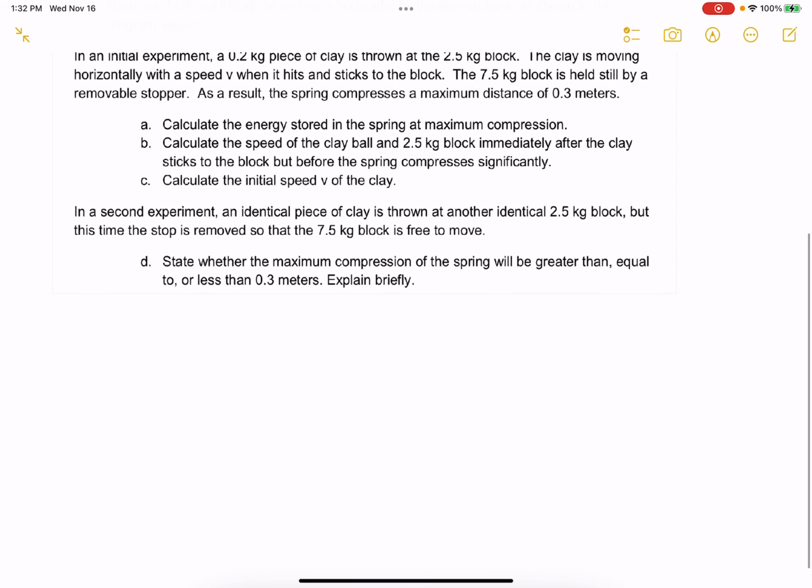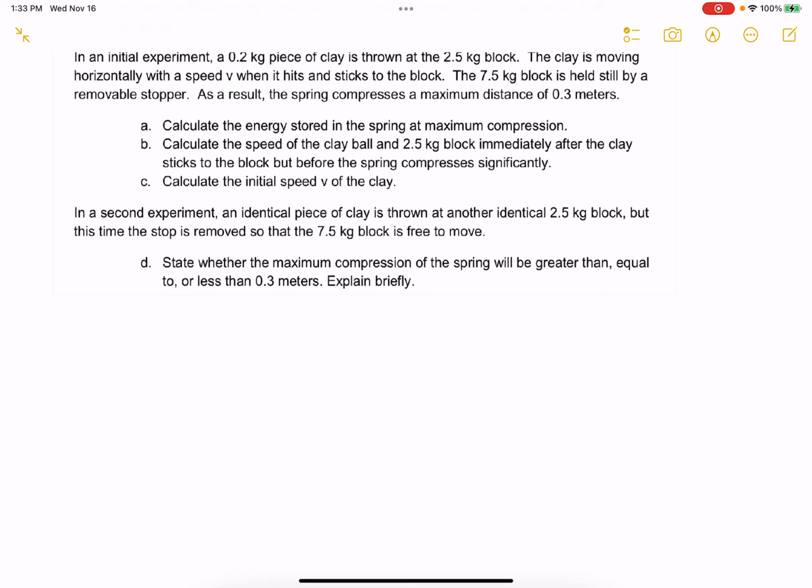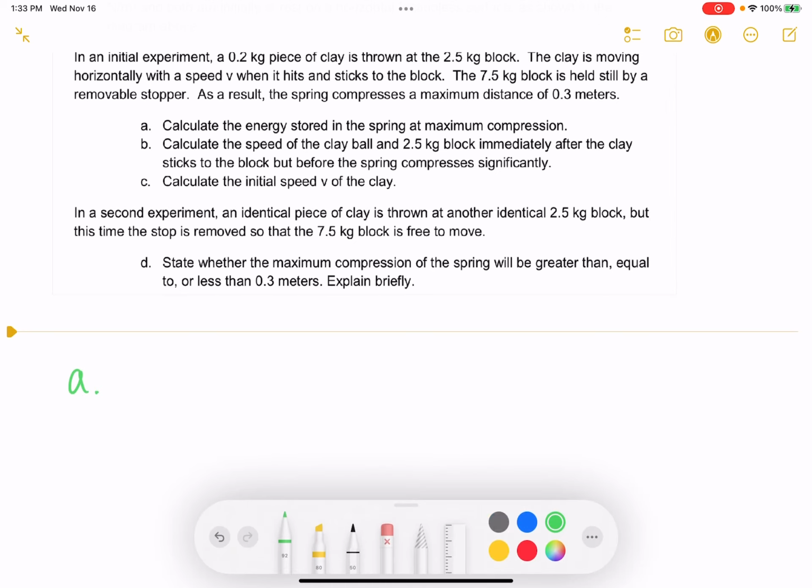A. Calculate the energy stored in the spring at maximum compression. Okay, so let's go ahead and look at A. For A, we don't know the initial velocity of the clay, and we don't know the final velocity of both the clay and the block. So there's no way for me to find one of those without the other. I need to find one of those in another manner so that I can then use momentum. Right now I can't use momentum yet, so I need to use something else.